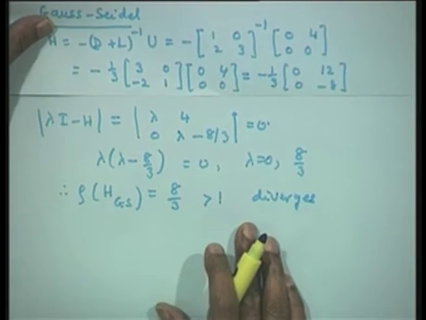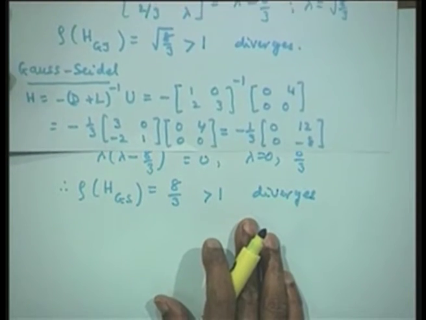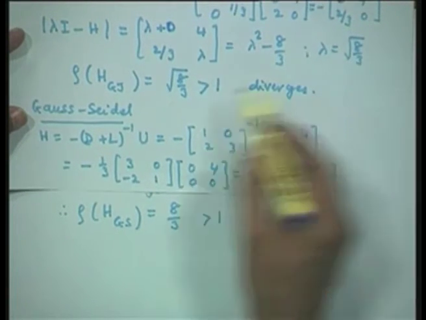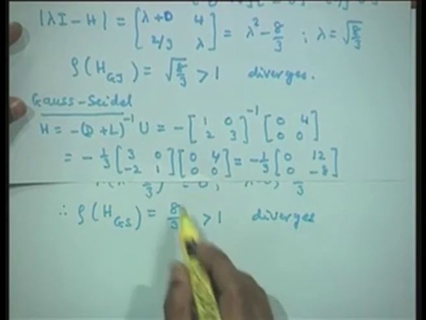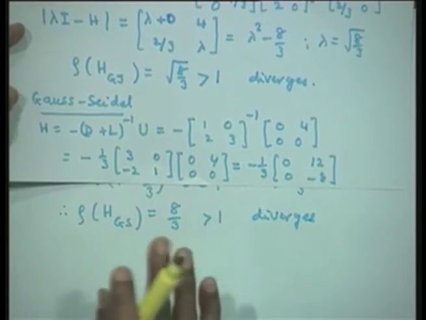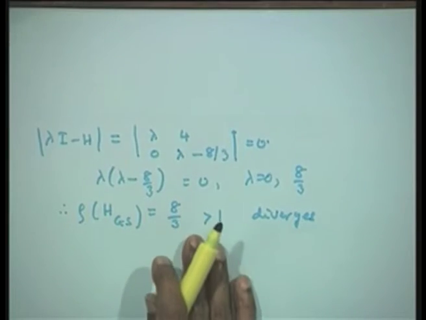It diverges much faster than Gauss-Jacobi. The Gauss-Jacobi spectral radius was only root of 8 by 3, whereas this is the square of that number. Therefore, the Gauss-Seidel is going to diverge much faster than the Gauss-Jacobi in this scheme.